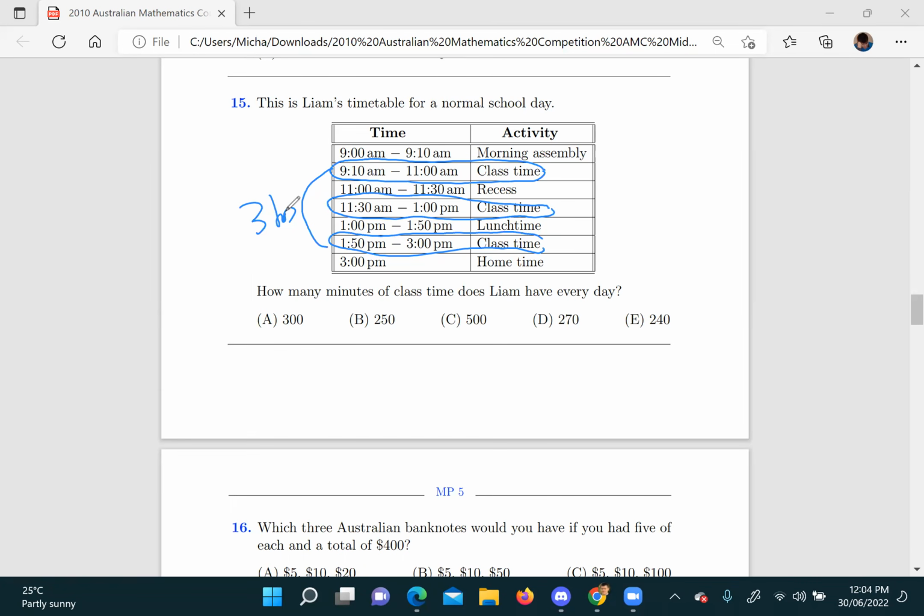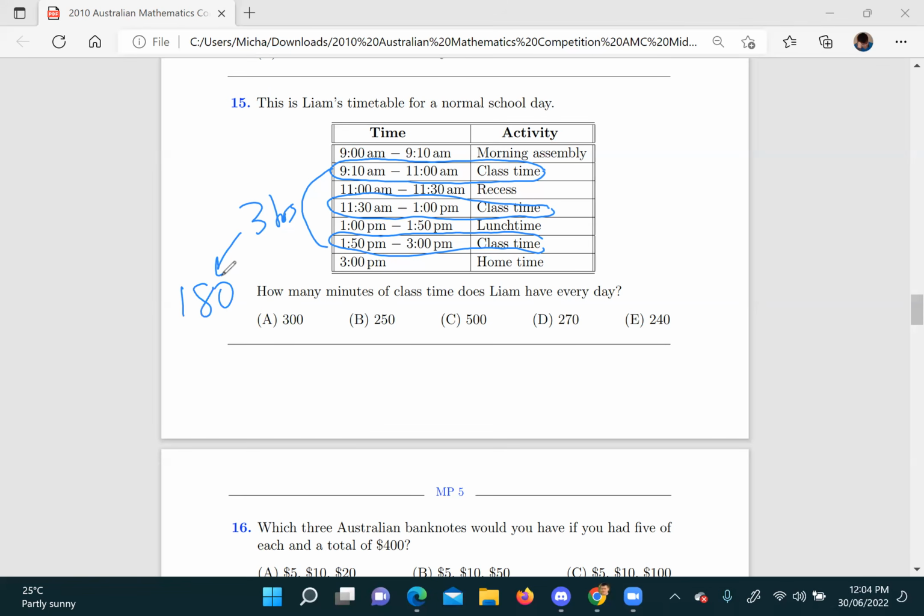Okay, and then 11 to 11:30, 11:30 to 1, that's 90 minutes, yeah? That's 1.5 hours. So you have 4.5 hours, or you have 3 hours plus 90 minutes, yeah? So how many minutes in 3 hours? 180 minutes. Yeah.